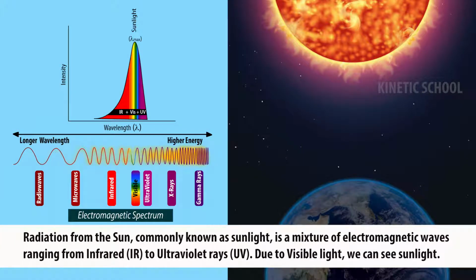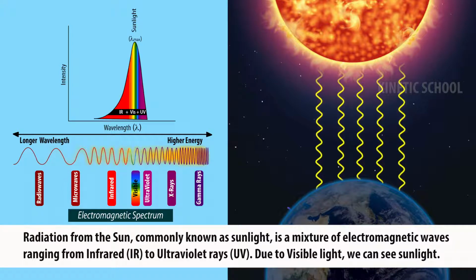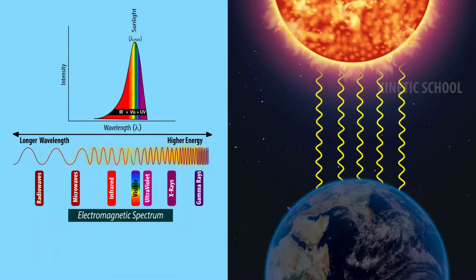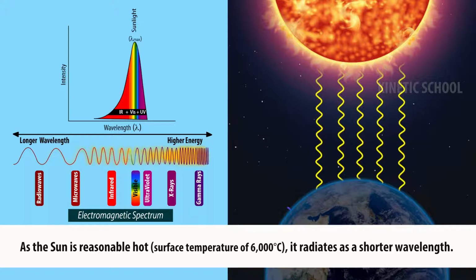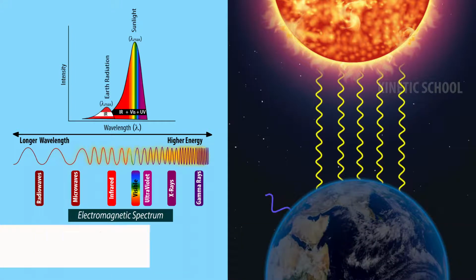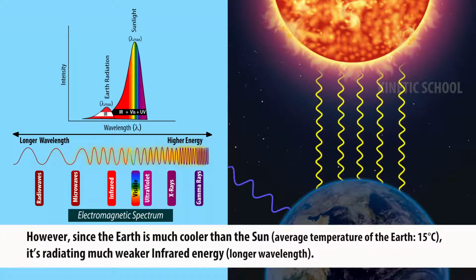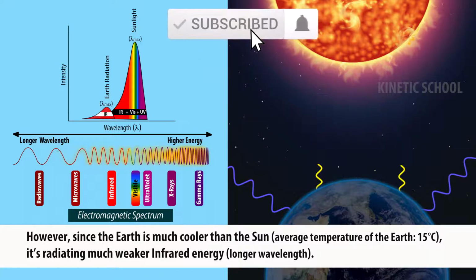Radiation from the sun, commonly known as sunlight, is a mixture of electromagnetic waves ranging from infrared to ultraviolet rays. Due to visible light, we can see sunlight. As the sun is reasonably hot, it radiates at a shorter wavelength. However, since the Earth is much cooler than the sun, it radiates much weaker infrared energy.